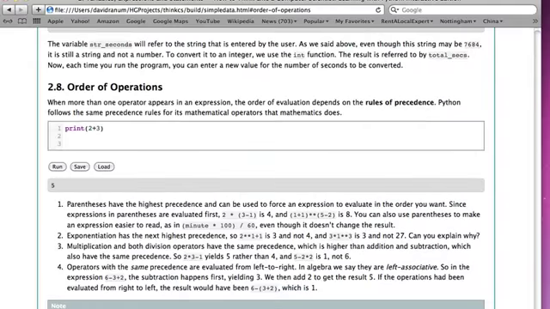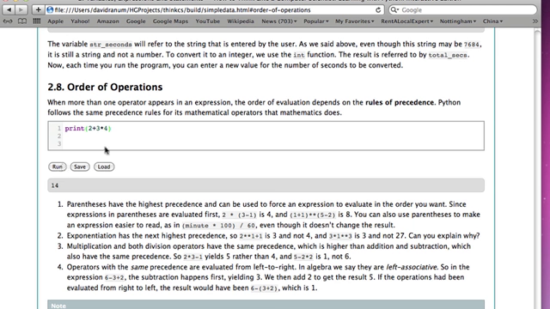If we go back over to our active code and modify this problem so it's 2 plus 3 times 4, now what we'll see is when we run, the result is 14. 3 times 4 is 12. 2 plus 12 is 14.